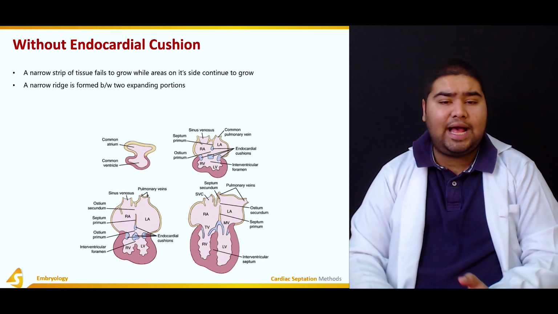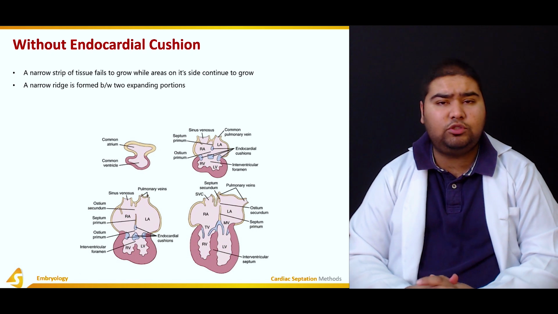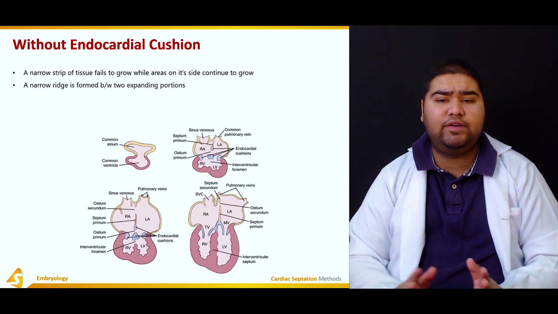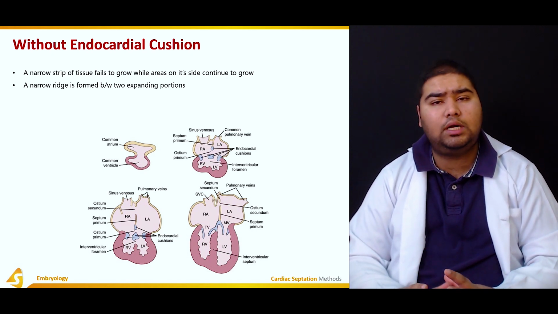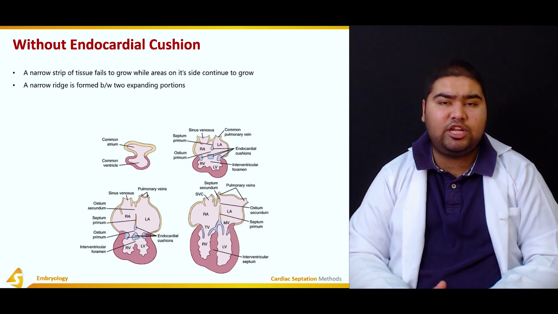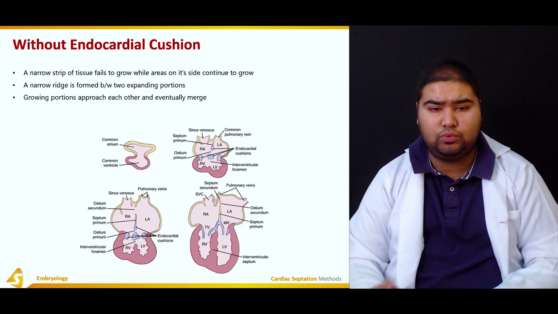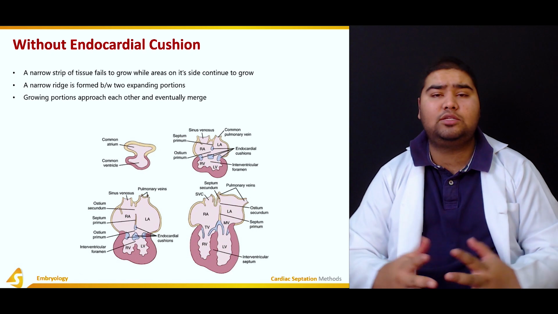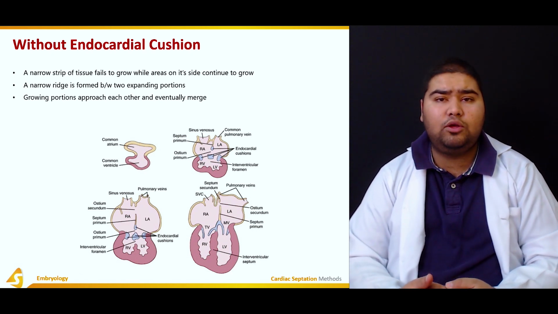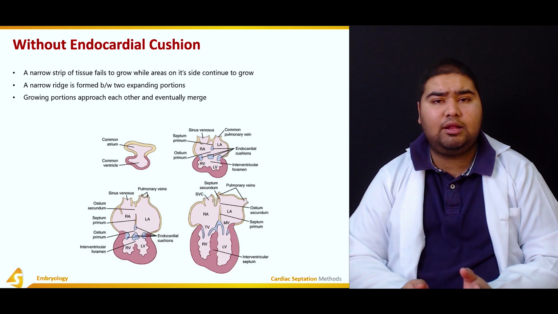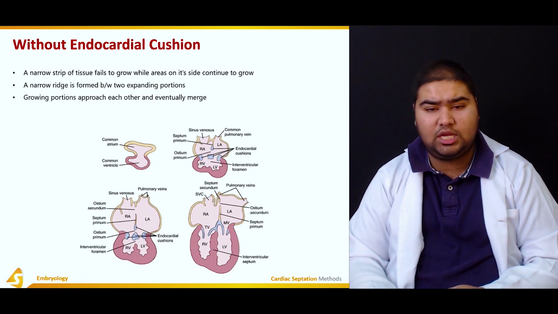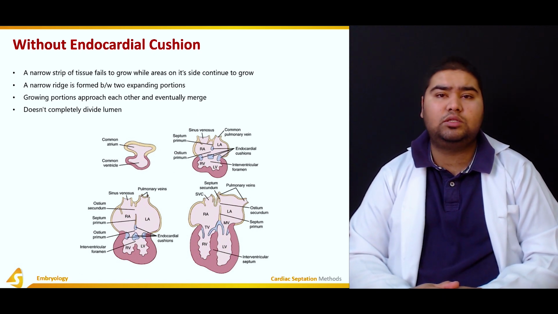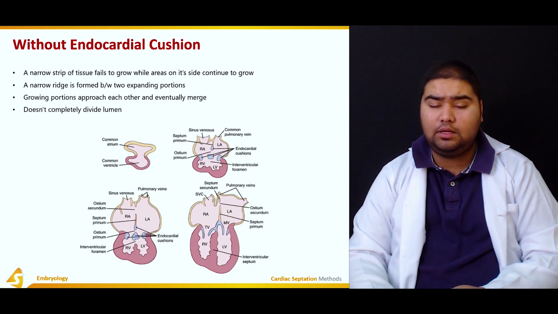However, a narrow ridge is formed between the two expanding portions because the central portion is not undergoing proliferation. However, the side portions are continuously undergoing proliferation, so a narrow ridge might be formed between the two. So the growing portions approach each other and they eventually merge. Though there's a ridge in between, they'll keep on growing till the point they merge with each other. However, this does not completely divide the lumen, so it may not completely divide the lumen.